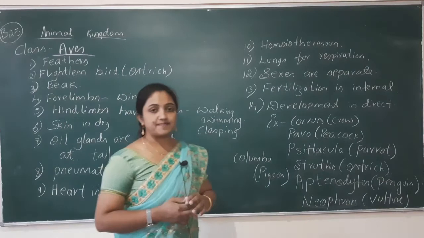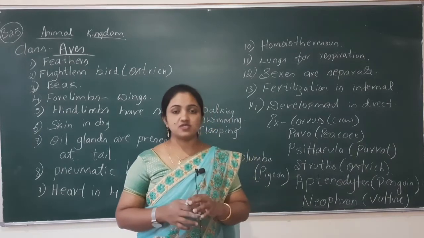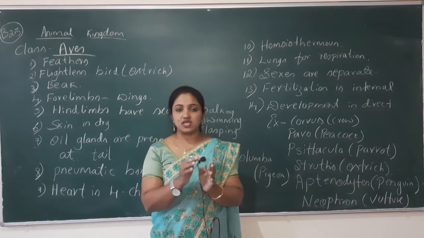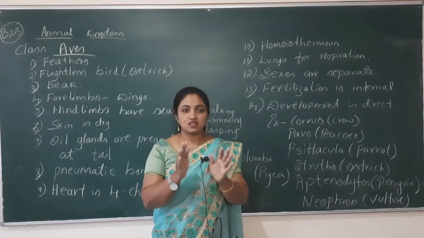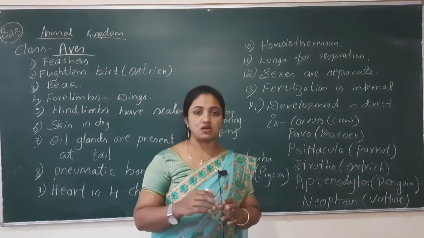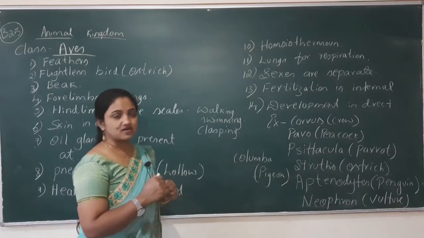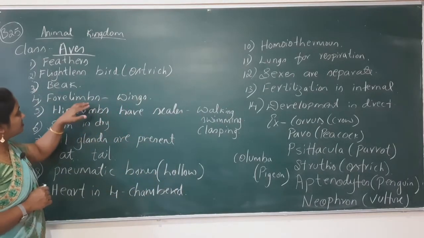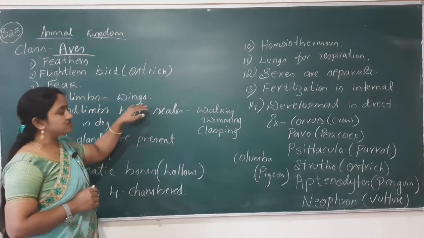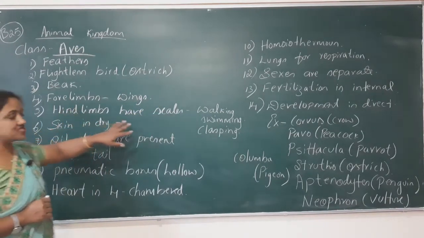Unlike class Reptilia and Amphibia, if the limbs are present, there are two pairs, four limbs. The animal uses its limbs for creeping or walking or crawling or running purpose. But in class Aves, the forelimbs are modified into wings so that it can fly in the air. The hind limbs have scales.